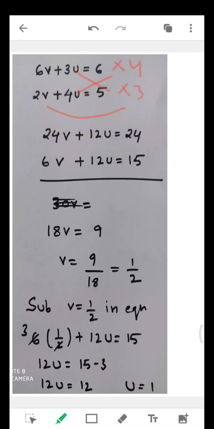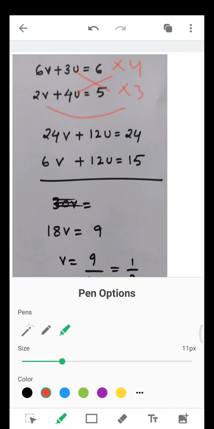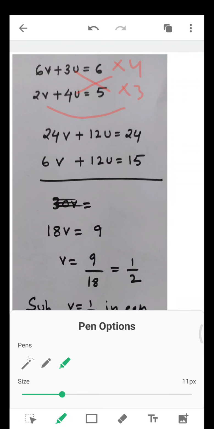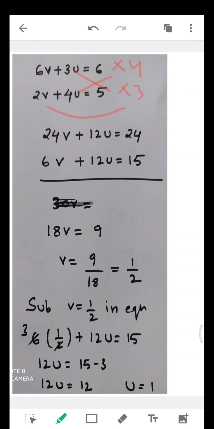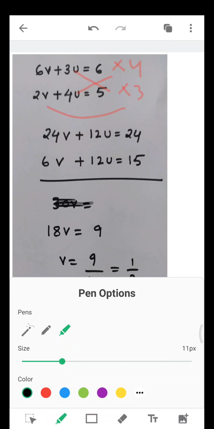Now I'll change the sign. You should not just ignore this. Okay, ignore that.